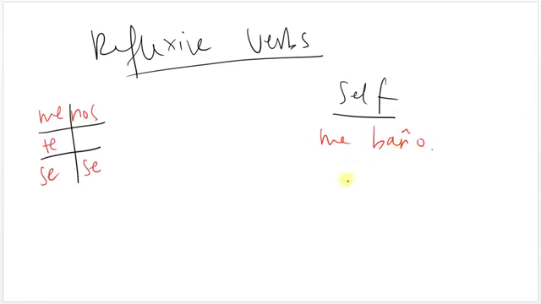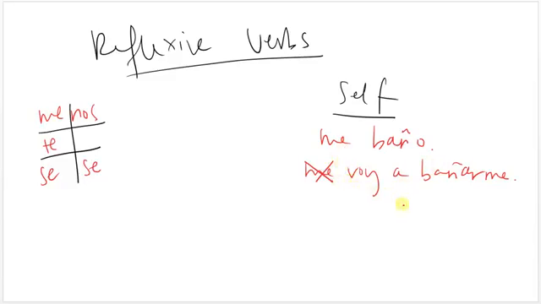But if I have two verbs in a row, for example, if I want to say I'm going to take a bath, I could say me voy a bañar, or I could say voy a bañarme. And in this case, I attach it to the end. Either one is totally fine.